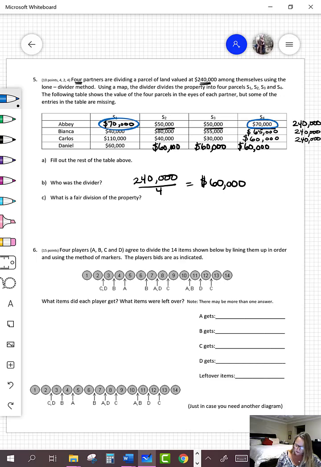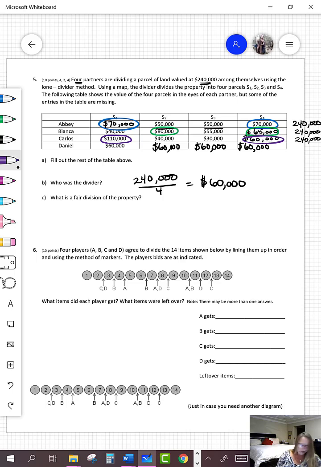Bianca, I guess she likes a couple things. Bianca likes S sub 2, and she also likes S sub 4. So this is 60,000 or above. Carlos, notice that he likes S sub 1, and he also likes S sub 4. Daniel, he gets whatever's left over after we give Abby, Bianca, and Carlos their fair share.